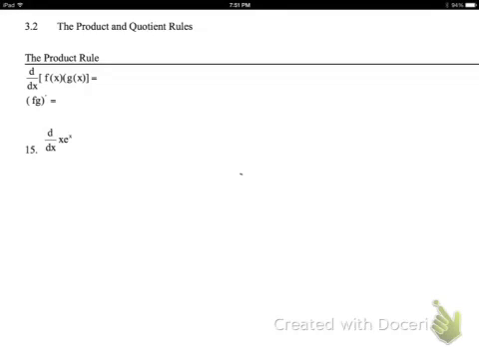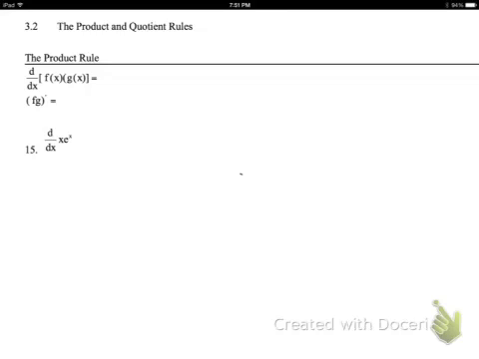So the next section is on the product and quotient rules. I briefly touched on this in the last video. We can find the derivative of a polynomial using the power rule on each term by just taking the exponent down and subtracting one. Now the question comes, what if it is two functions multiplied together? I can't do that.